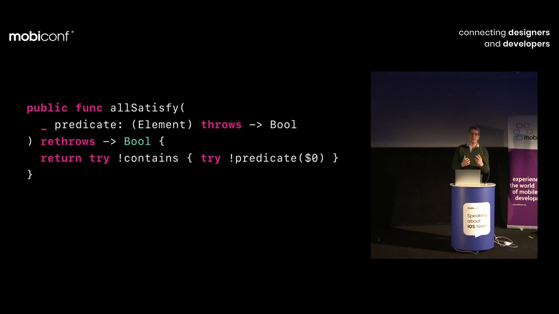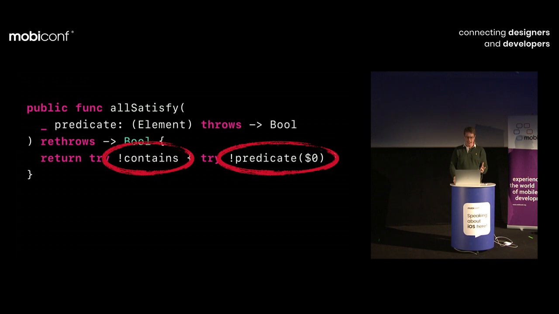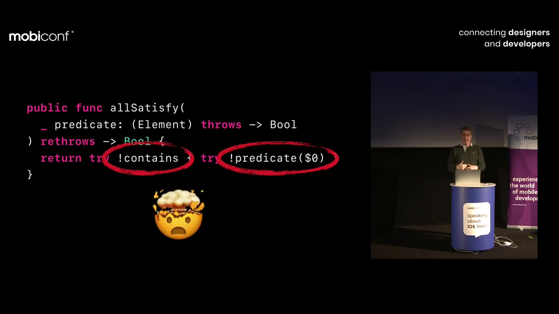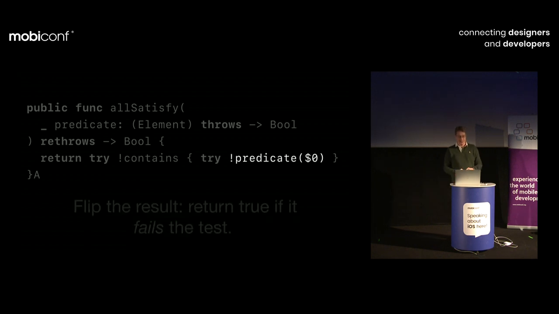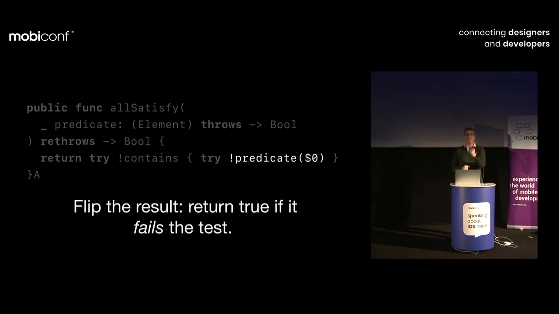So again, it was a three-line signature, but one line in the body. The actual implementation is trivial. It does, however, have this not predicate and a not contains, this double negative thing going on, so it's rather hard to understand at first, but when you break it down, it's actually quite beautiful. The predicate, of course, is designed to return true if each item passes the closure you specify. Is it over 9, for example? So we flip that around to say return true if it fails the test.